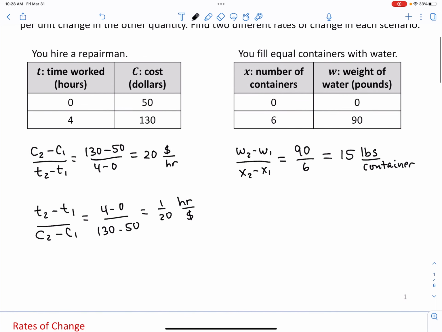But a second rate we can consider was the reciprocal. So we do X2 minus X1 divided by W2 minus W1. And we can say this gives us 6 over 90, or 1/15th. And the units here would be containers per pound. So in other words, 1 pound of water will fill 1/15th of a container, because it's 1/15th container per pound. Okay, let's go to the next page.